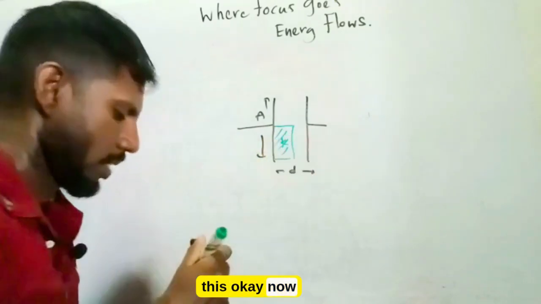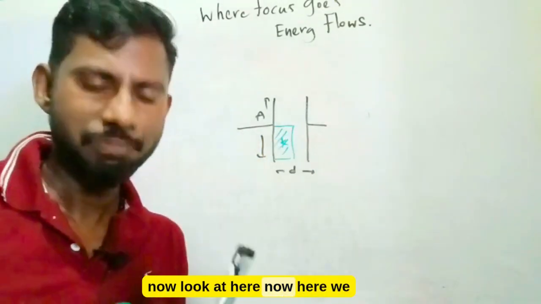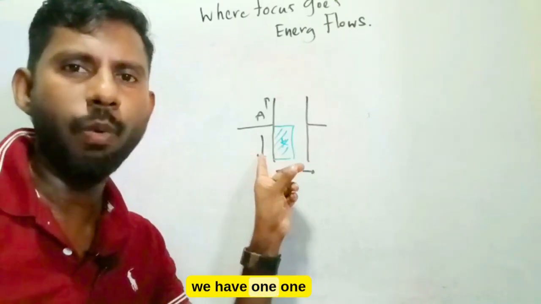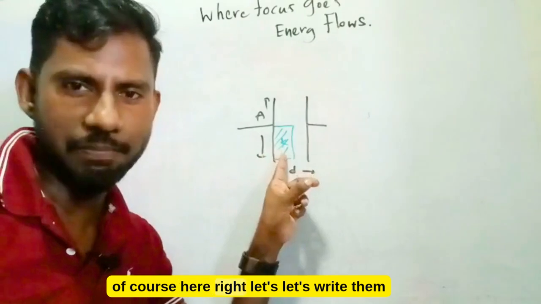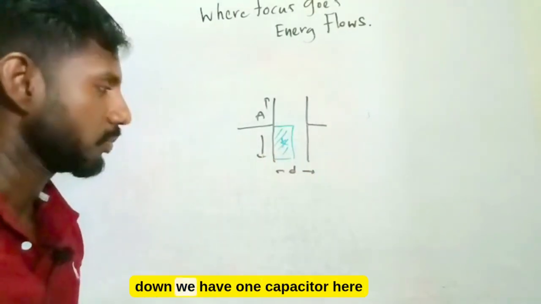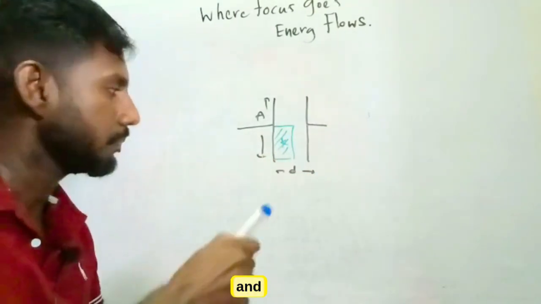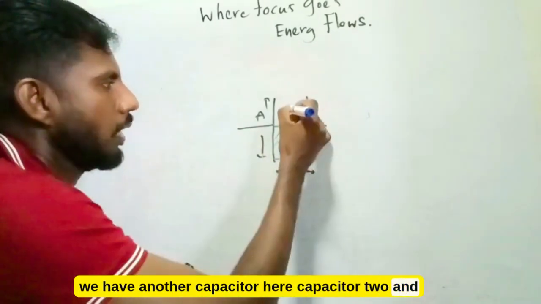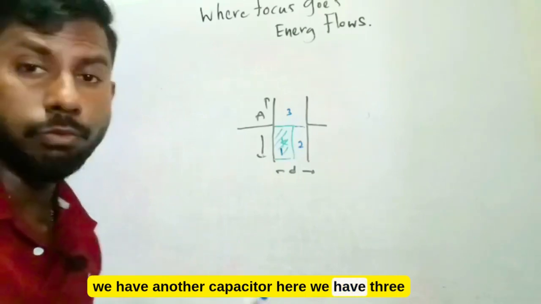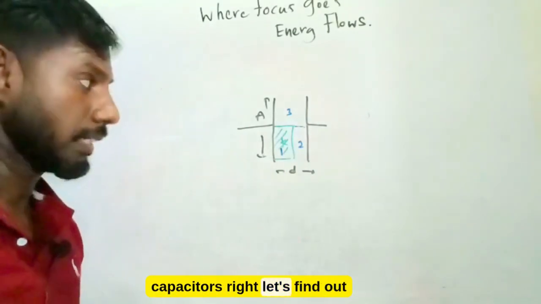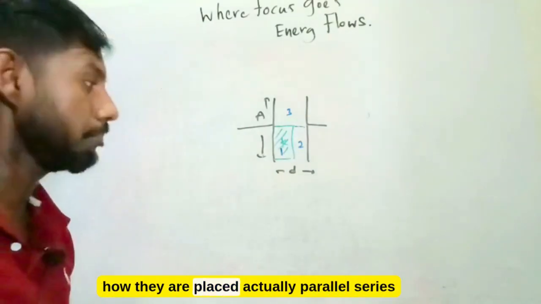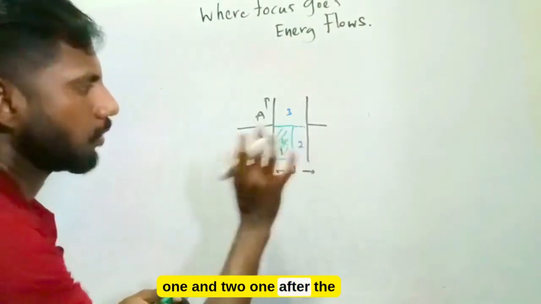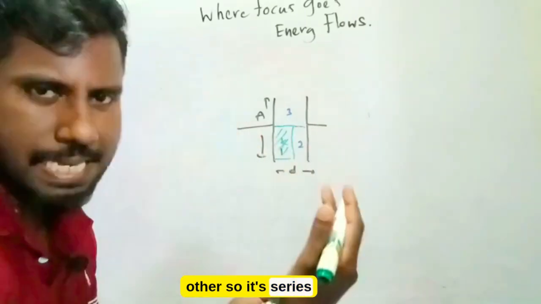Okay, now look here. How many capacitors do we have? We have one of course here, right? Let's write them down. We have one capacitor here, another capacitor here, capacitor 2, and another capacitor here. We have 3 capacitors, right? Let's find out how they are placed, parallel or series. 1 and 2, one after the other, so it's series.